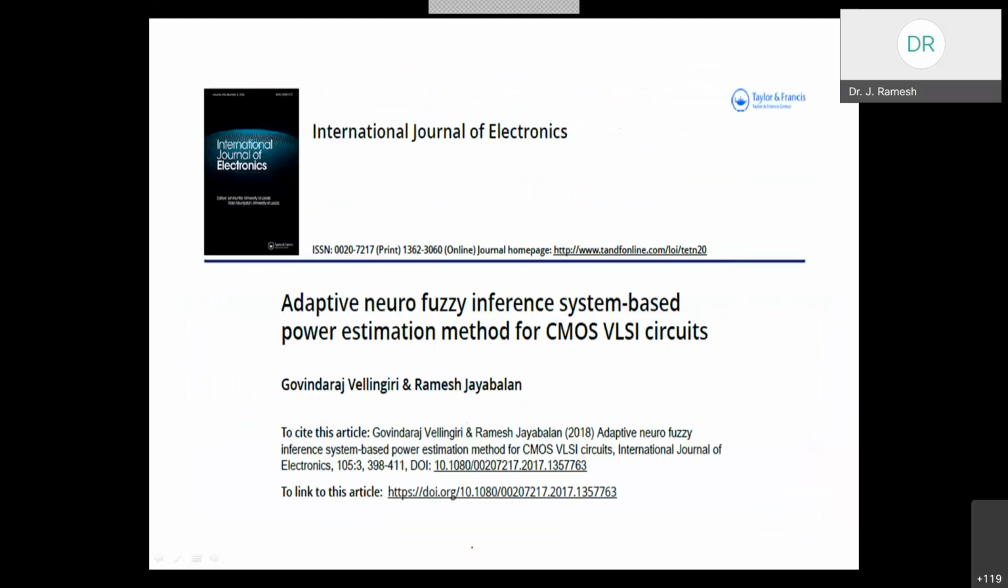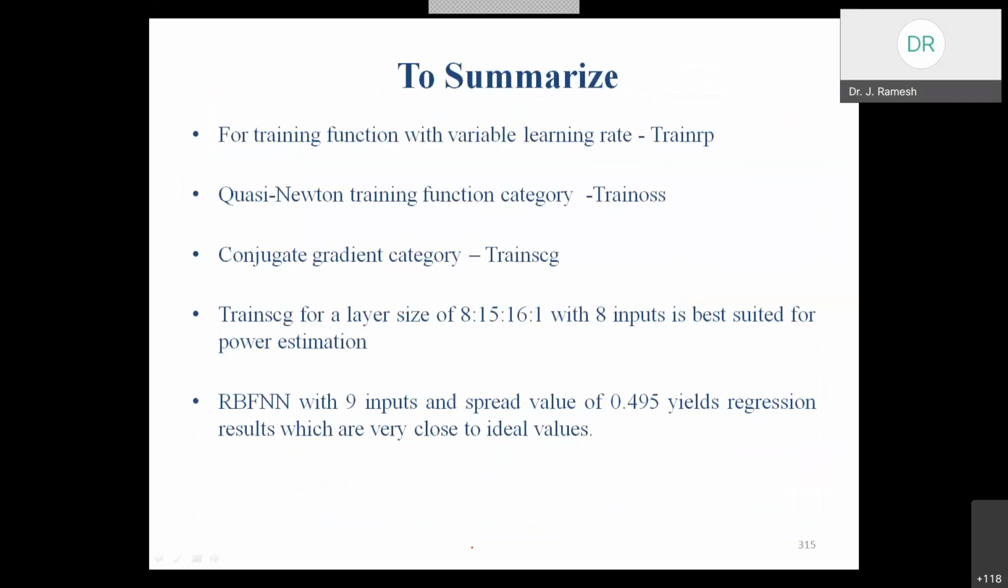To summarize, for the training function with variable learning rate, train RP was better, and for the quasi-Newton training function category, train BFGS was better. And for the conjugate gradient category, train SCG was better. And for which layer it was better, that is also given: the layer size is 8:15:16:1, with inputs distributed for power estimation.